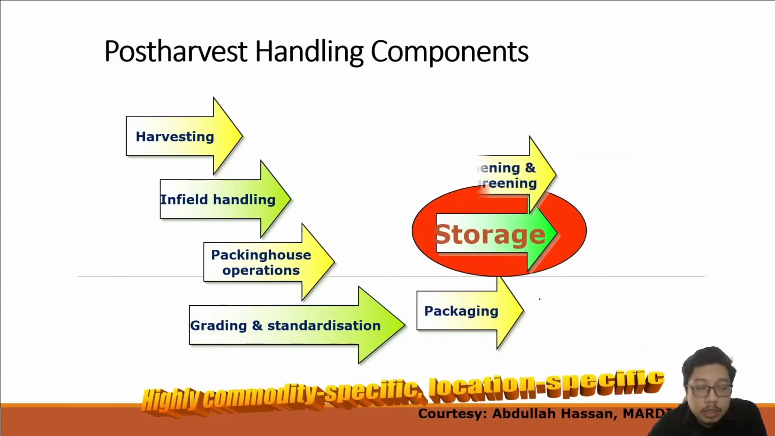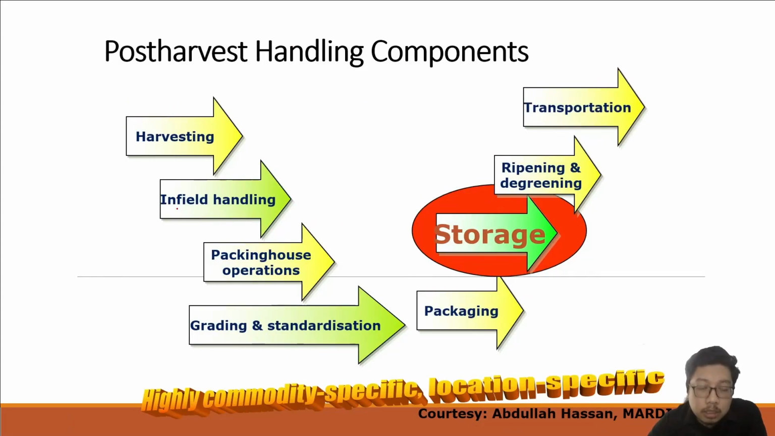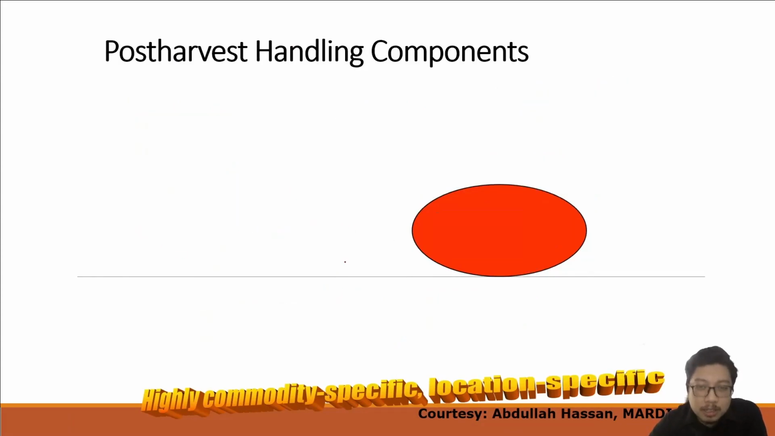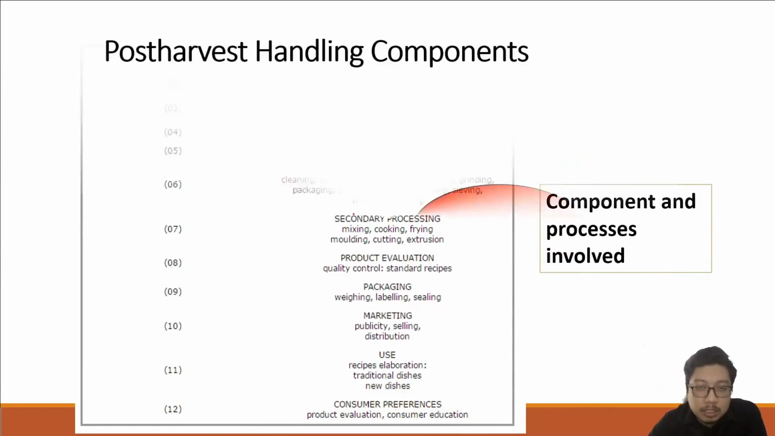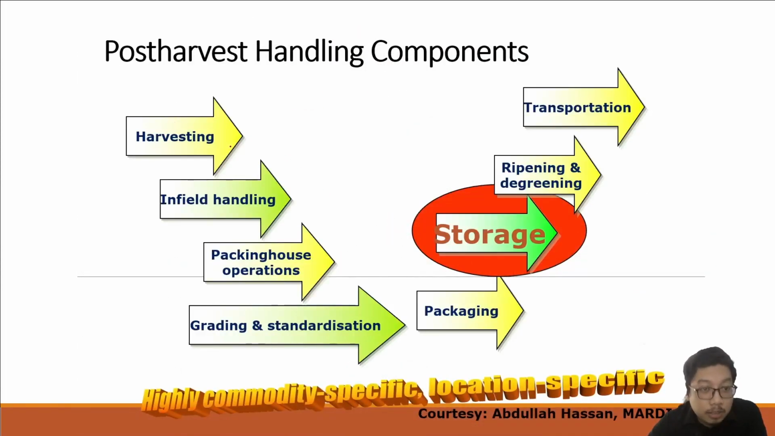So, post-harvest handling components. This is much simpler, right, compared to the one just now. Harvesting, same, harvesting, in-field handling, pack house operation, grading and standardization to define the grades, packing, and then storage.